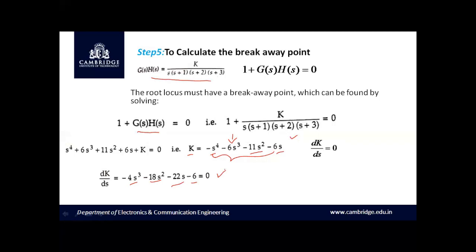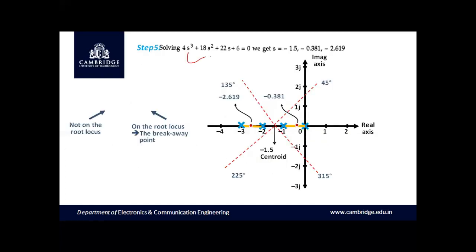Based upon the highest power of s, in this case the highest power of s is 3, we will be getting 3 roots once after solving this equation. So the final expression is 4s cube plus 18s square plus 22s plus 6 equal to 0. Once after solving this equation, we get 3 roots: one at s equal to minus 1.5, the second at minus 0.3881, and the third at minus 2.619.